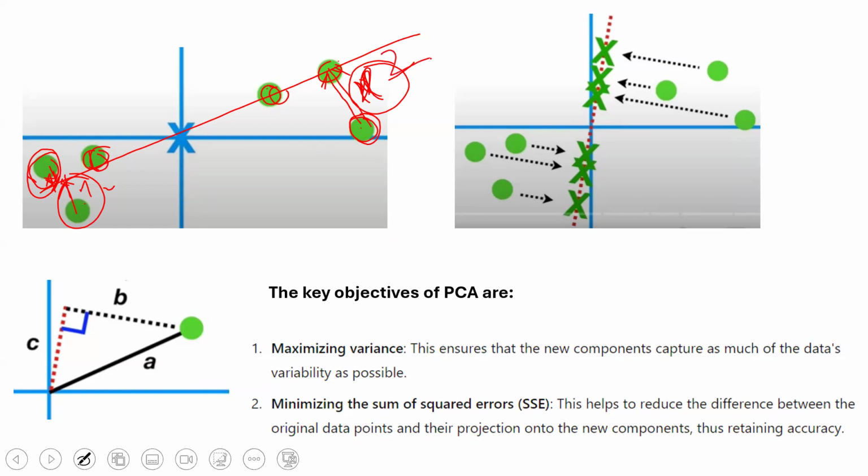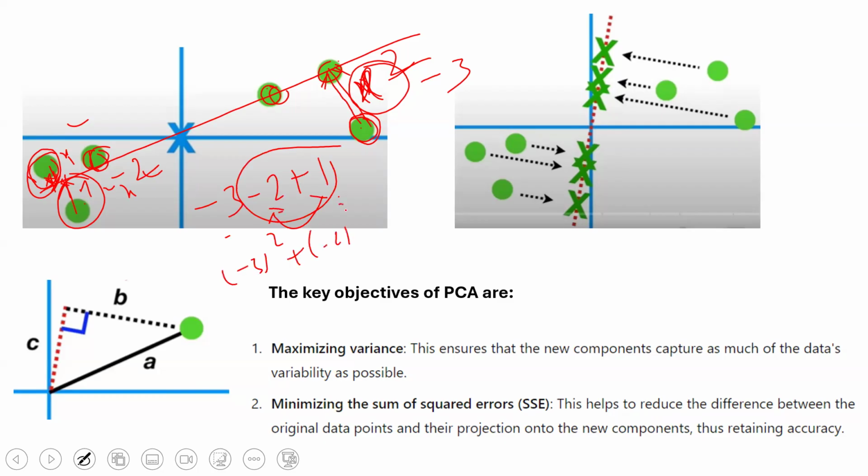So you square this, square this, square this. Let's suppose this is -3, this is -2, and this is 1. If you just sum them, it becomes -3 -2 plus 1. So this 1 is contradicting the others, and it is decreasing the sum, but we don't want that. But if you square them, every error will contribute. So negatives will become positive and everything will get contributed. Okay, so that is the idea behind the sum of squared errors.